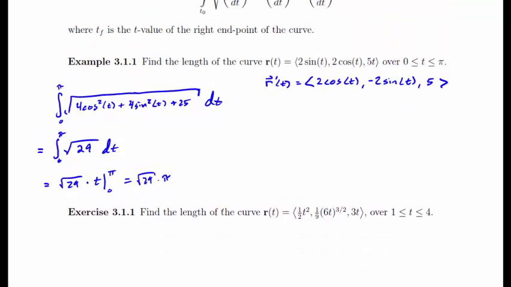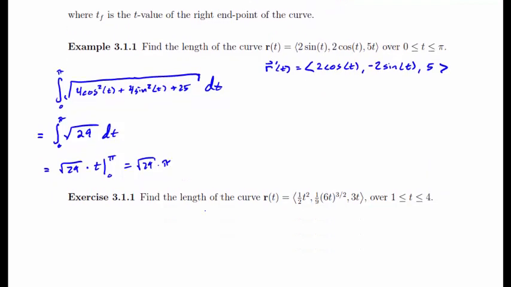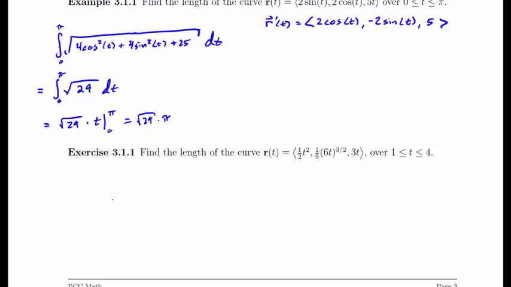Go ahead and use the formula that we see up here to find the length of the curve r of t equals the vector 1/2 t squared, comma 1/9 quantity 6t to the 3/2, comma 3t, over the interval from t equals 1 to t equals 4. For exercise 3.1.1, I will work through the solution with you in just a few moments.